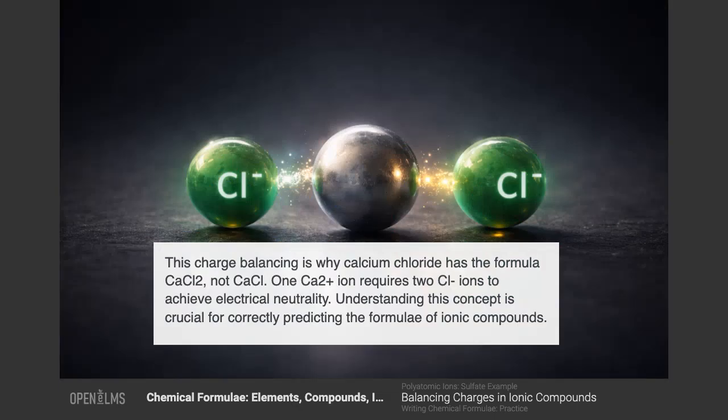This charge balancing is why calcium chloride has the formula CaCl2. 1 Ca2+ ion requires 2 Cl- ions to achieve electrical neutrality. Understanding this concept is crucial for correctly predicting the formula of ionic compounds.